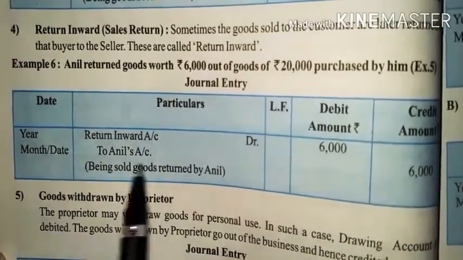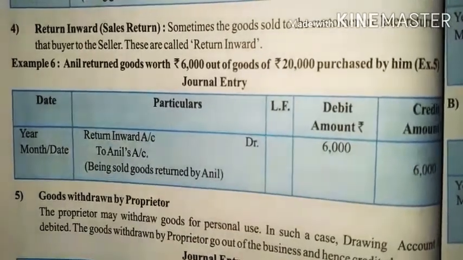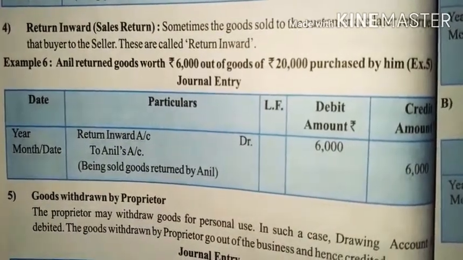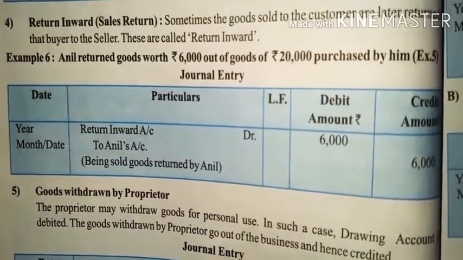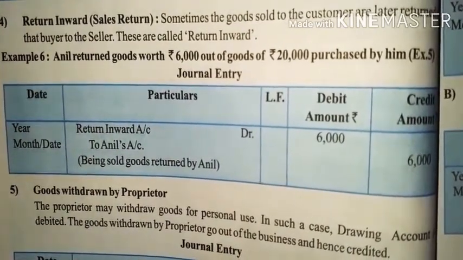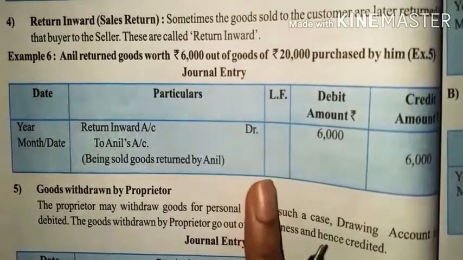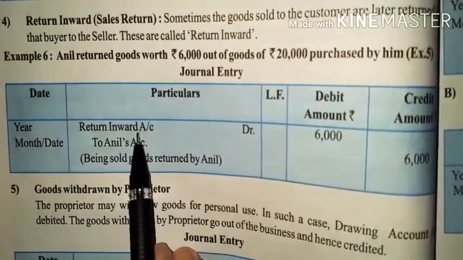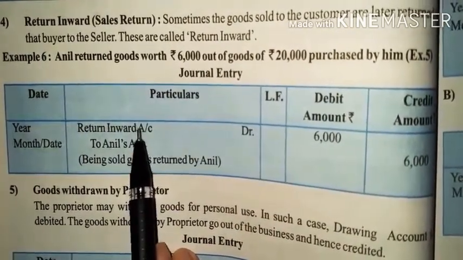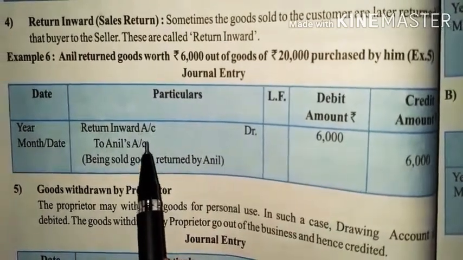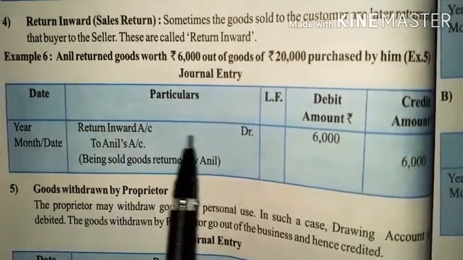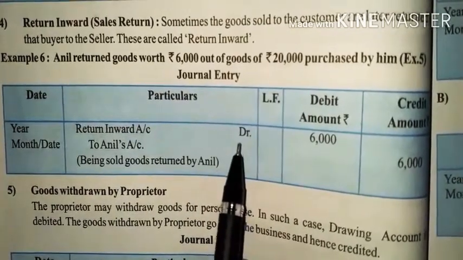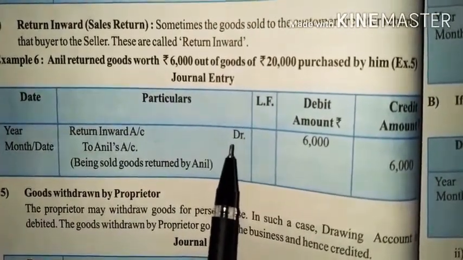The date of the transaction, return inward account. Now here you are maintaining the journal of a seller, that is us. Let's think we are a seller. So this is a journal of a seller. Now what has come back? Goods have come back which we have sold to Mr. Anil. So return inward account will be debited. Why will it be debited?